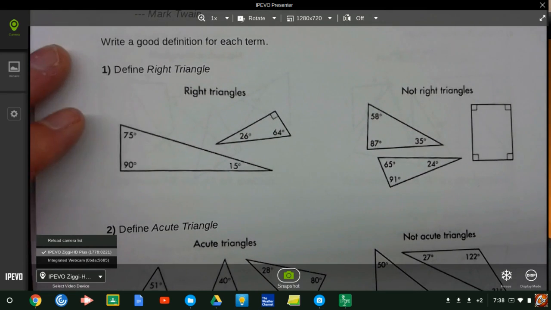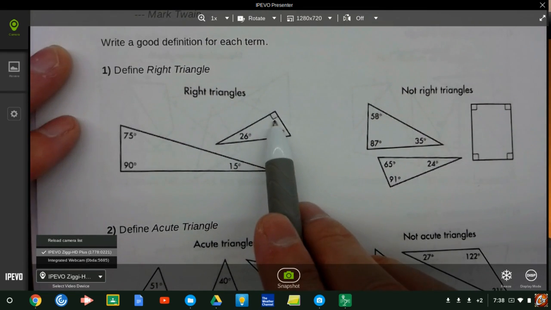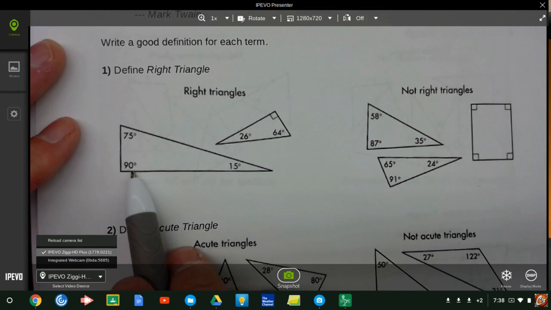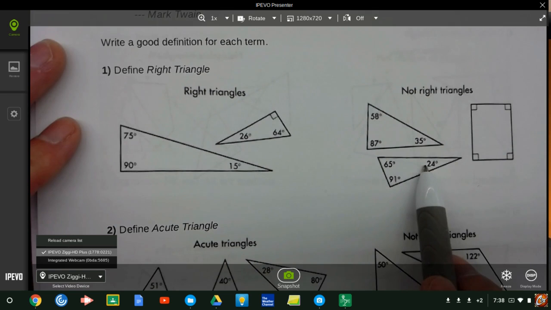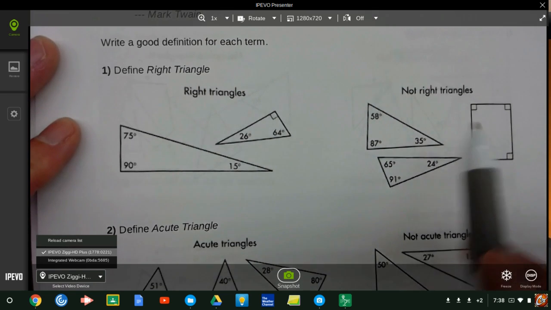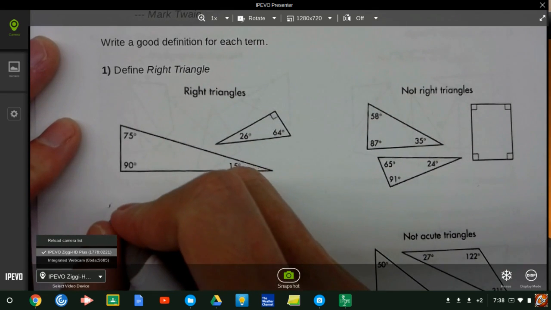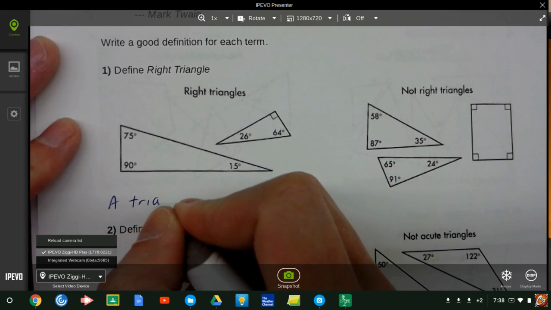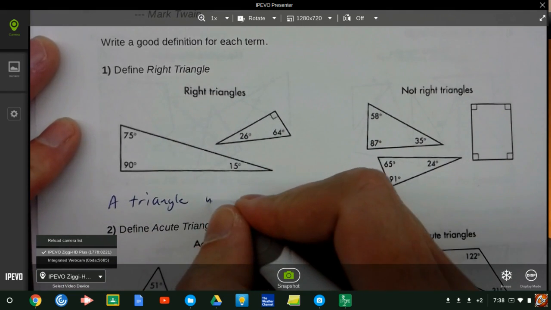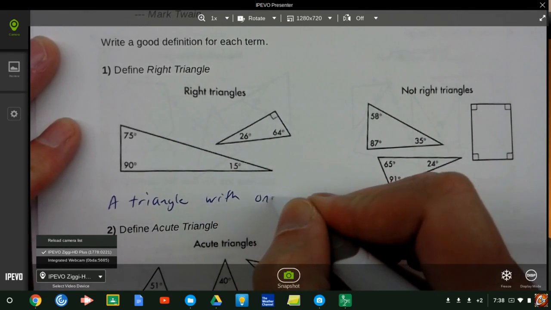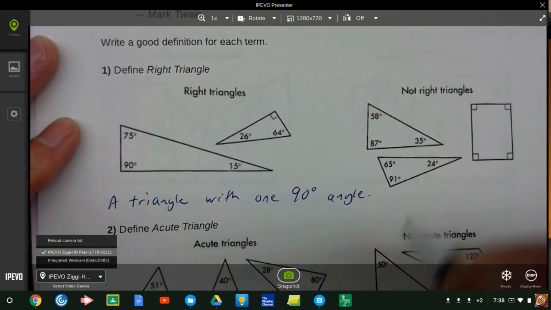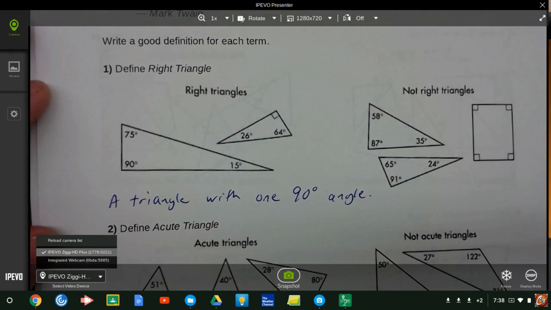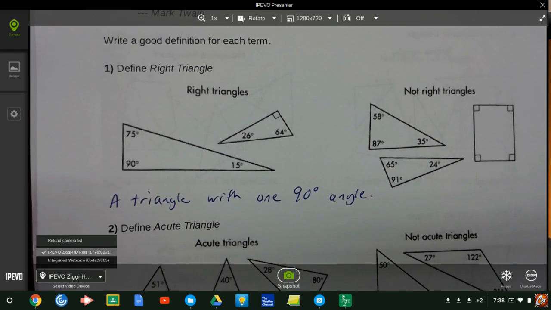Okay, so a right triangle. Notice that we have a 90-degree angle here. That's what the box means. A 90-degree angle there. This triangle has no 90-degree angles. That one has no 90-degree angles. That's not even a triangle. So a right triangle is a triangle with one 90-degree angle. Okay, so there we go. There's our right triangle. Very simple definition.